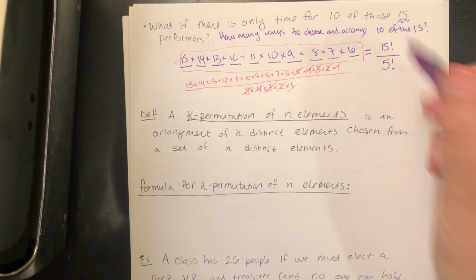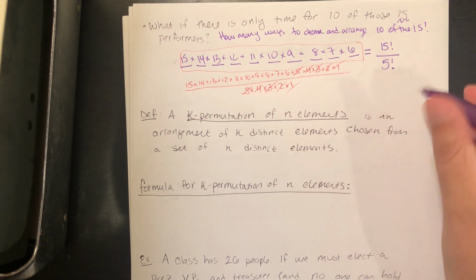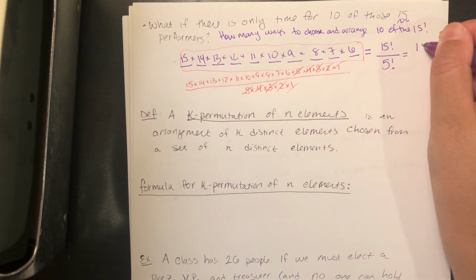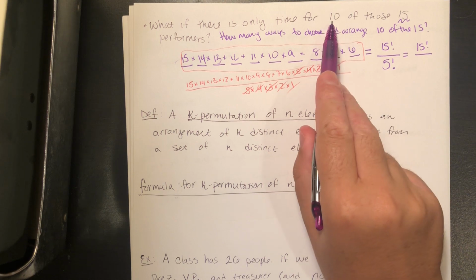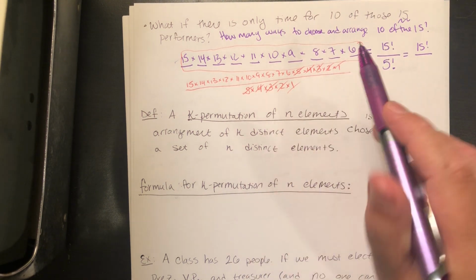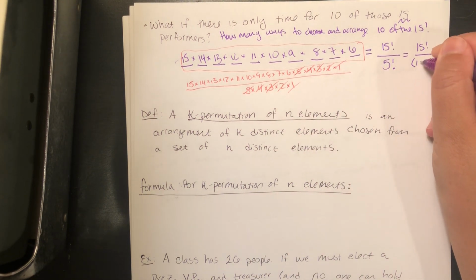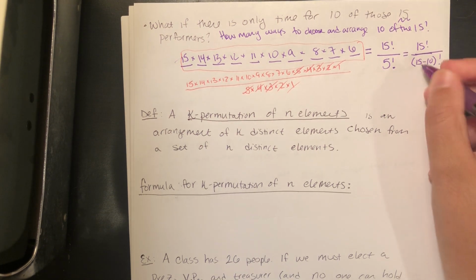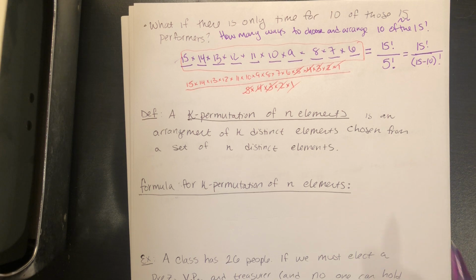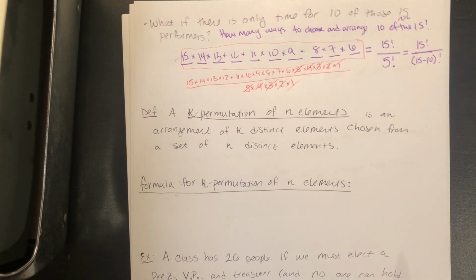Notice that we're getting rid of everything after the 6, and that's because out of these original 15, we were choosing 10, and so we would have 5 left over that we don't need. So really this is 15 minus 10 factorial in the bottom. Right? 15 minus 10 is 5, because we were choosing just 10 out of the 15.